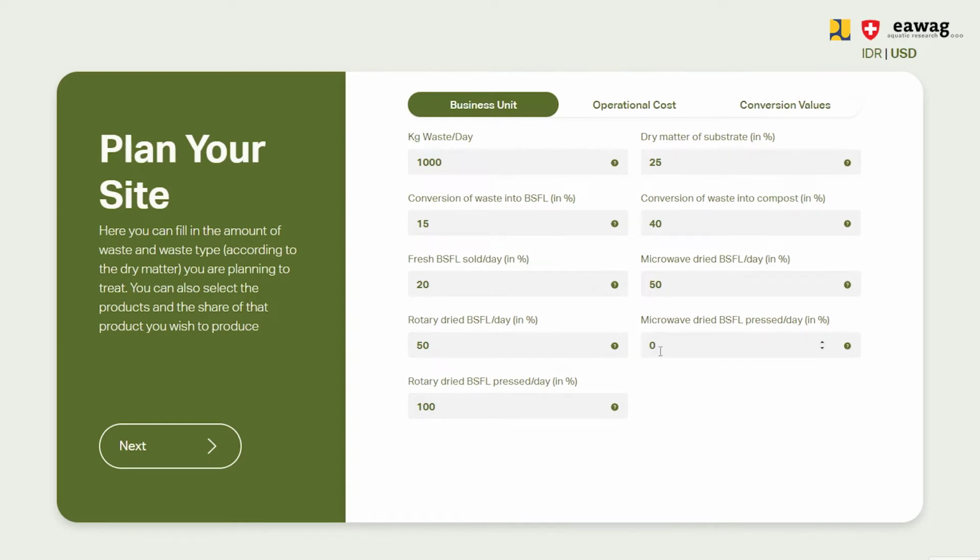In this example, we say that 0% of the larvae dried using a microwave system are further processed and pressed, meaning that all the 60 kilograms of larvae that have been microwave dried are sold as dried larvae. And in the case of the rotary dried larvae, all the larvae that come out of the rotary dryer are then further pressed.